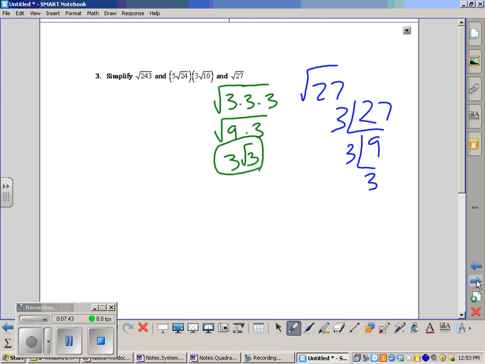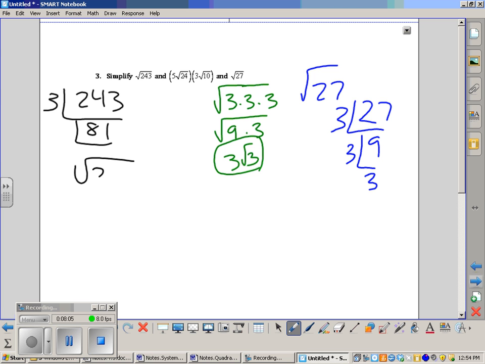Now we'll go to the second easiest one, the 243. So 243, I see that it's divisible by 3. 24 is divisible by 3, and so is 3, so 3, 81. Eventually, I think you should know 81 is 9 times 9, and that 3 to the 4th is 81.